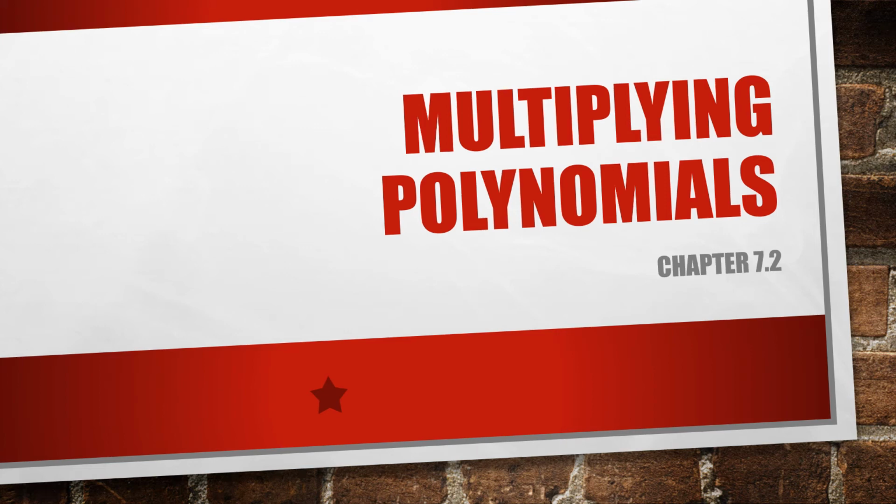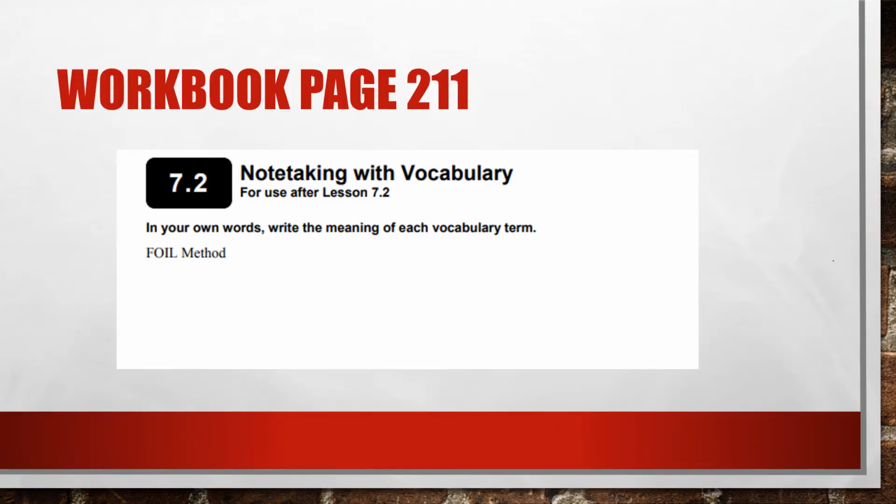We've just completed adding and subtracting polynomials, so now we're moving on to multiplying. And the way we're going to multiply is binomials times binomials. And so there's a certain set of steps that we need for that. So if you'll take a look on your workbook on page 211, we have something called the FOIL method. You may have heard about it before, but basically it is a mnemonic device for these 4 letters.